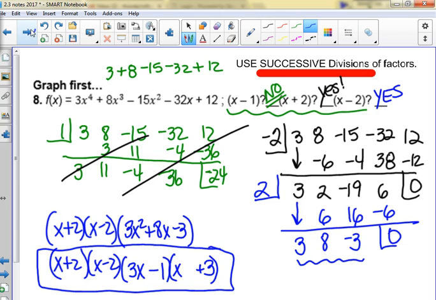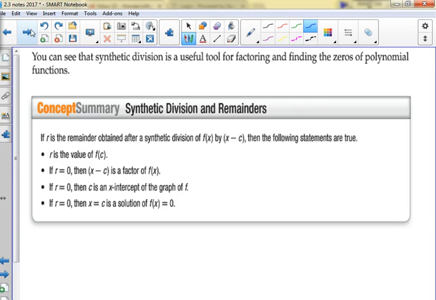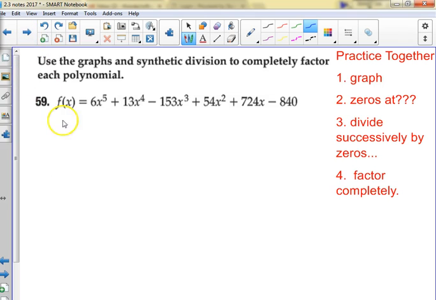Any questions on that one? All right, so again, this is tying all that vocabulary together. If it's a factor, then f of c will equal 0. If the remainder is 0, then x minus c is a factor, which means c is an x-intercept, which means x equals c is a solution if the equation is set equal to 0.